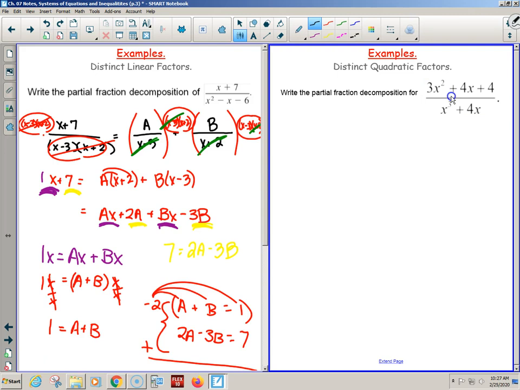Proper or improper? Proper, because top degree is 2. If the bottom was a 3, I would divide. If the top was a 4, I would divide. But nope, top is less than, so it's proper. So I'm going to go ahead and set up my first step, just like I did over here.